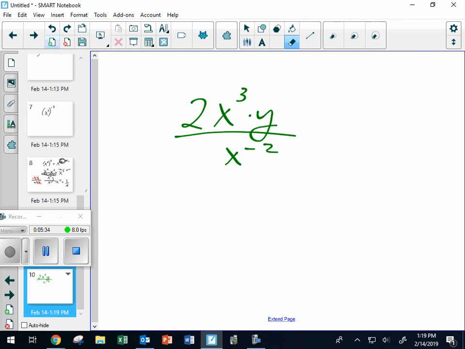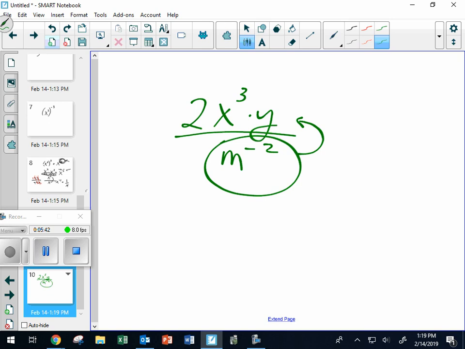Or maybe it isn't even an x. Maybe it's like an m to the negative second. I just think to myself, okay, I'm going to make this one happy and move it up here, and it's going to be m to the positive second. There, I'm done. Problem's over. If you just move it to the other side, it'll make it happy.